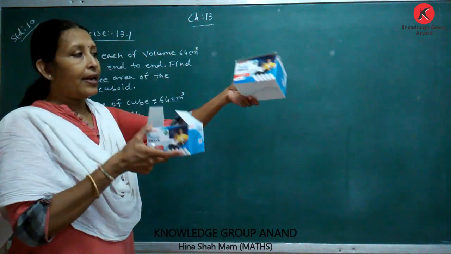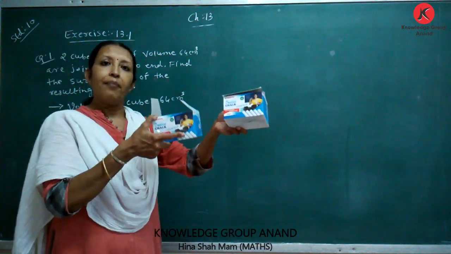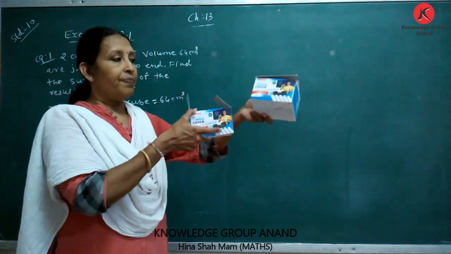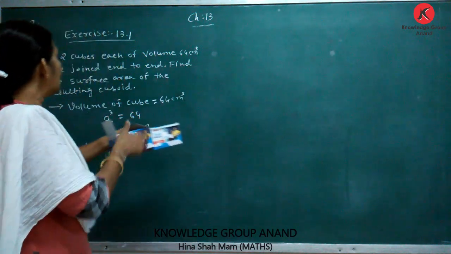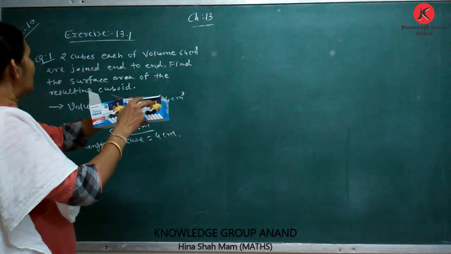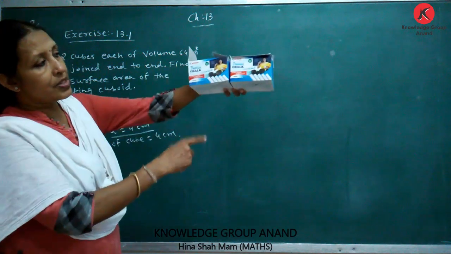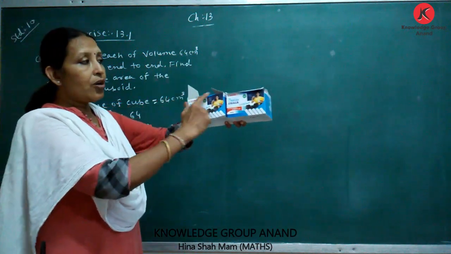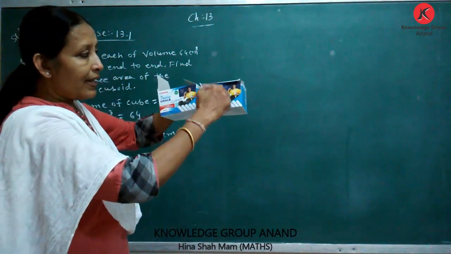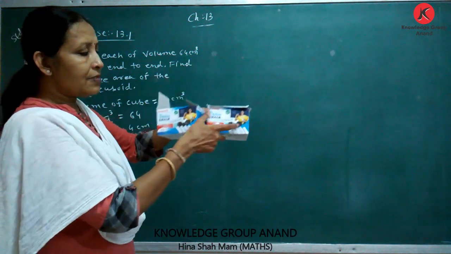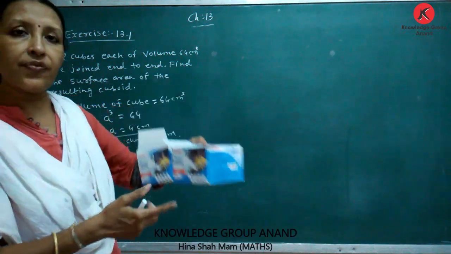Suppose two cubes, each side. I have no cube here, so I use this cuboidal shape, but we assume that it is a cube shape. Then all sides are 4 centimeter. Now we join. The question is, two cubes, each of volume 64 centimeter cube, are joined end to end. Then it becomes a cuboidal shape, and the length of the cuboid is 4 plus 4, 8 centimeter. Its breadth is 4 centimeter. And height is also 4 centimeter.